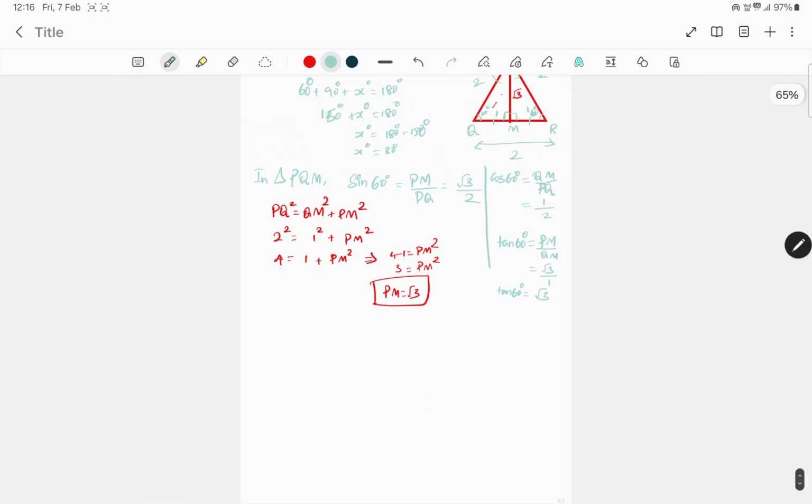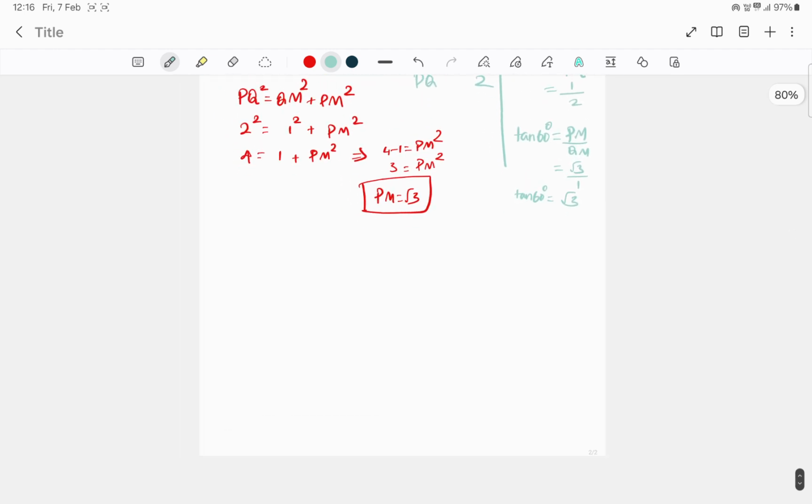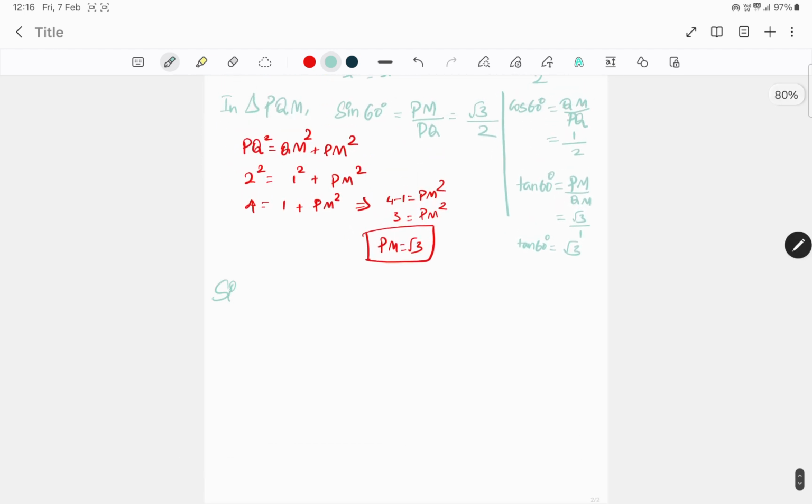Okay, let me write it combined. Sine 60 degree is equal to root 3 by 2. Cos 60 degree is equal to 1 by 2. Then tan 60 degree is equal to root 3. From this we can find the remaining ratios, right?